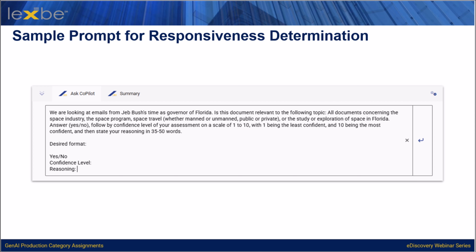Next, this slide shows an example of a responsiveness prompt drafted in plain legal language. The prompt is derived from the pleadings and a consolidated request for production, as discussed above. The prompt functions in much the same way as a traditional managed review protocol. However, here instead of being implemented potentially inconsistently by many human reviewers, it is applied uniformly and at scale by the GenAI model.